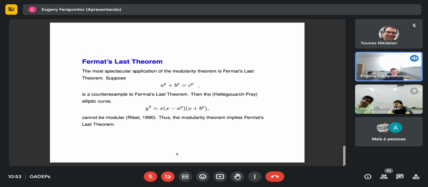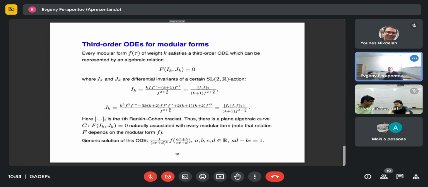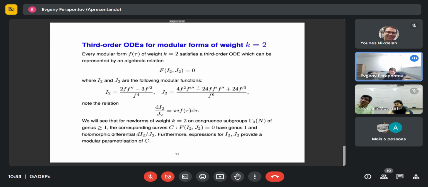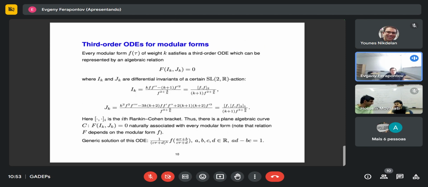All right, now the general construction. Suppose we are given a modular form f of tau of weight k on some congruence subgroup. Doesn't matter which at this stage. So I claim that every such modular form satisfies a third order ordinary differential equation, which can be represented in this form as an algebraic relation among these two objects, I_k and J_k, which are shown here. I_k is this expression, and J_k is this expression, right?